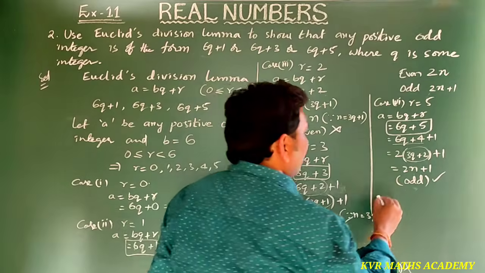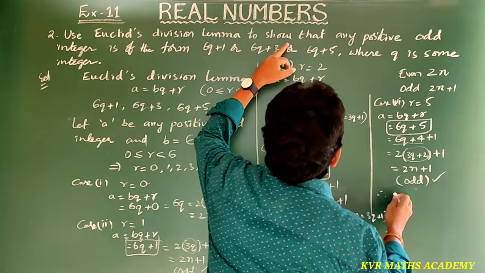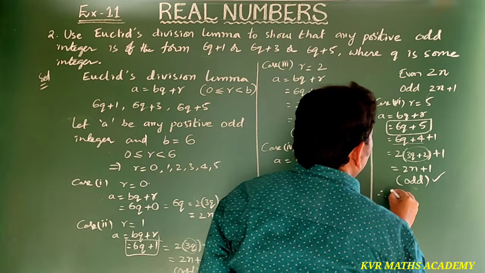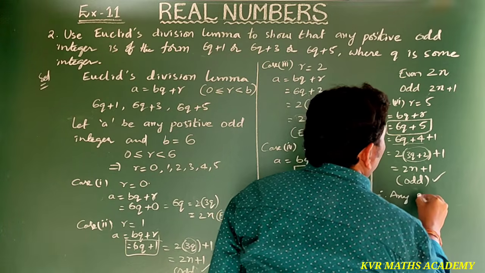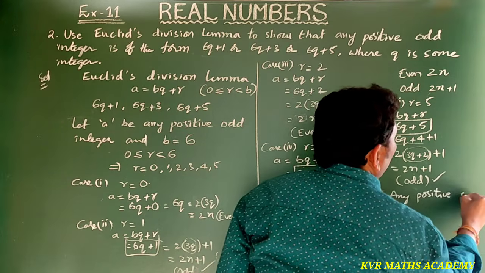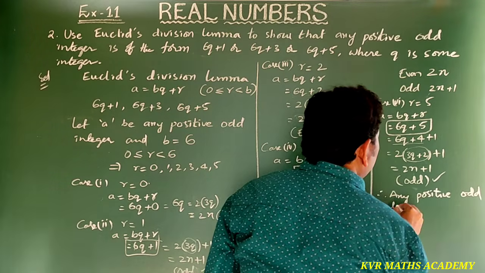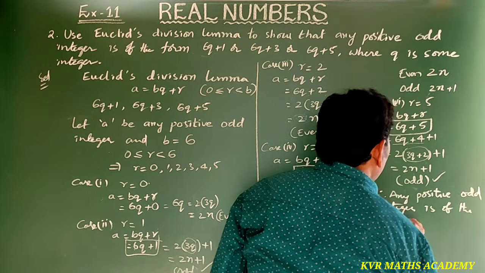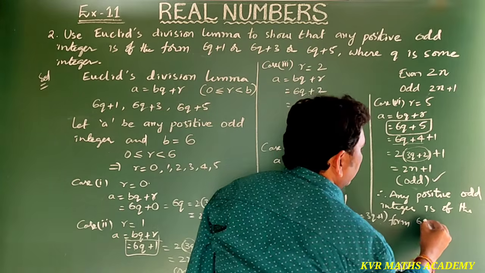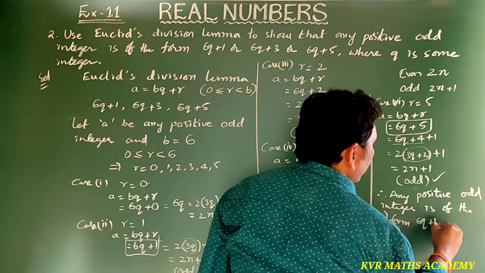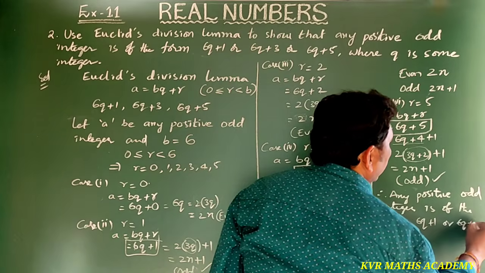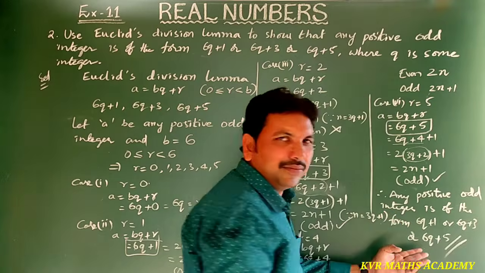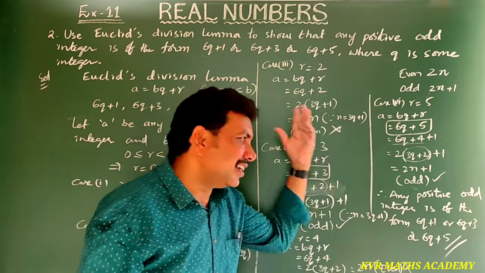Okay, write down. Therefore, any positive odd integer is of the form 6q plus 1 or 6q plus 3 or 6q plus 5. Have you understood clearly? Yes, note it down.